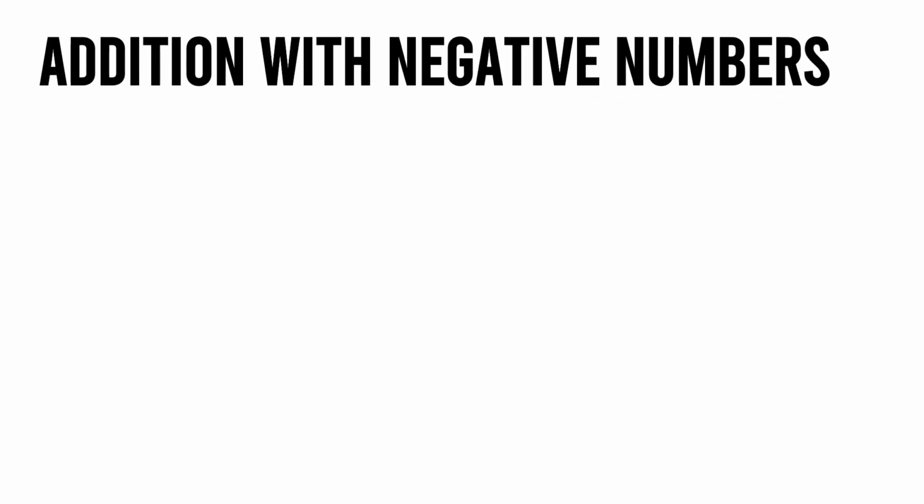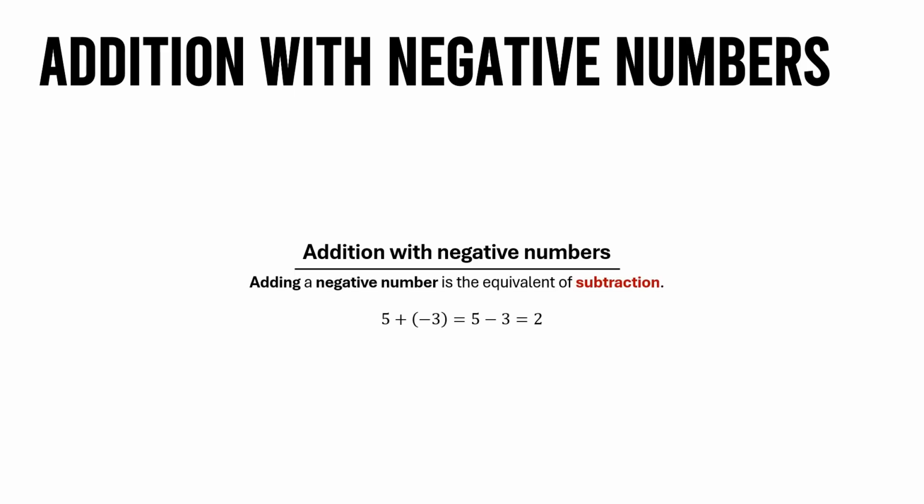Addition with negative numbers. Adding a negative number is the equivalent of subtraction. 5 plus, in parentheses, negative 3 equals 5 minus 3 equals 2.